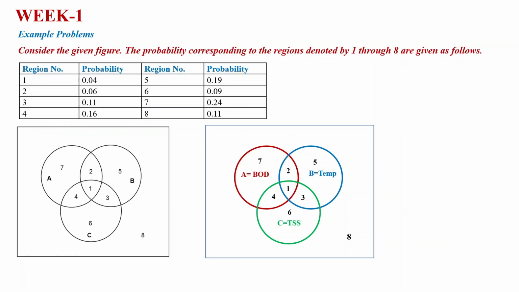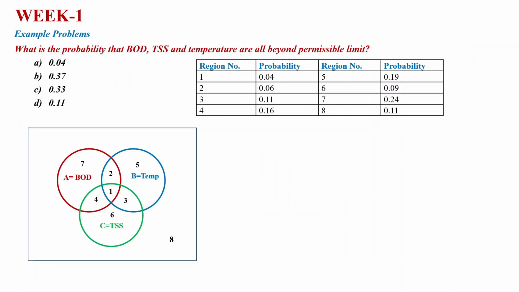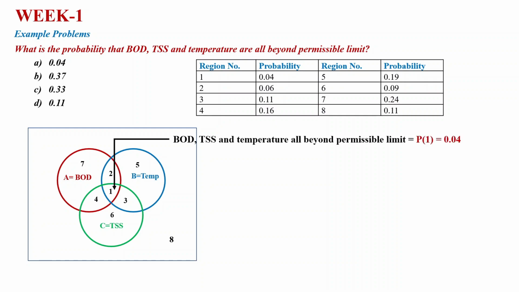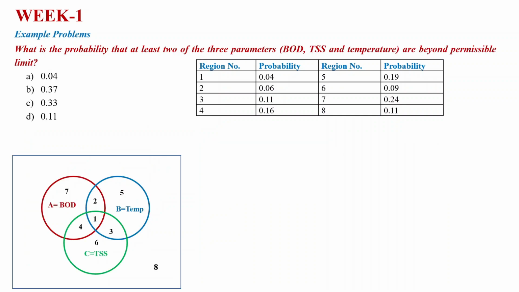Now for the given Venn diagram, the probabilities are provided here in this table. For region 1, the probability is 0.04. Like that, probabilities are given. The question is: what is the probability that BOD, TSS and temperature are all beyond permissible limit? That is the common area indicated by region 1. So the probability of region 1 is what? 0.04. It is already given. So the correct answer is 0.04.